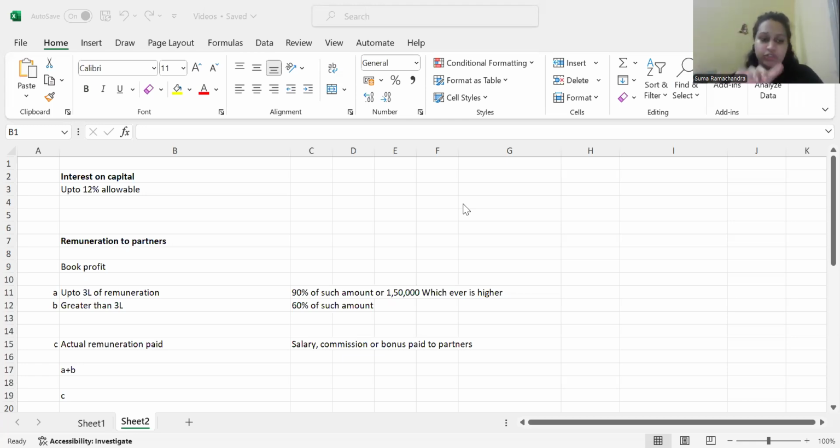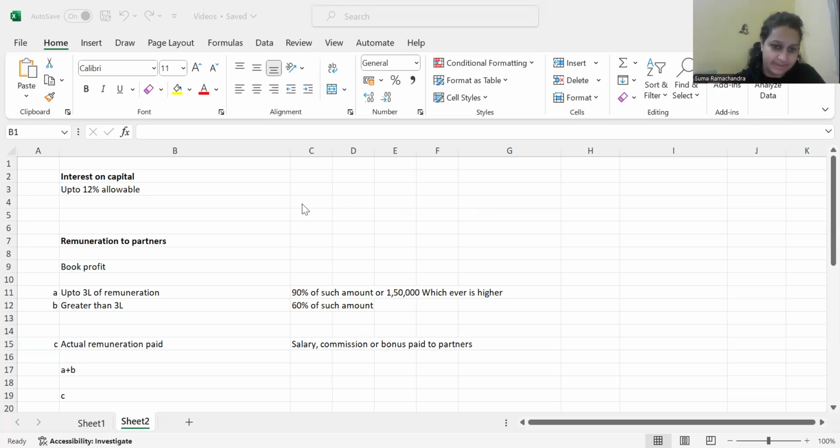First thing is interest on capital, because back then there was no concept of interest on capital at all. Or even if there was interest on capital, it was completely inadmissible and was added back to net profit. Here, in a partnership firm, 12% of such interest on capital is allowable. If any amount is paid in excess of 12%, that will be taxable.